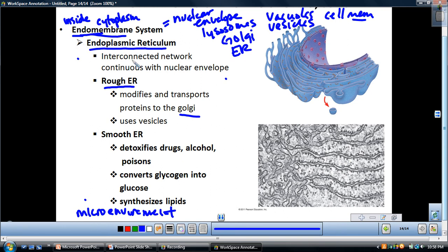Okay, so let's start off with the ER. Endoplasmic reticulum is an interconnected network continuous with the nuclear envelope. You can see it here. Here's the nuclear envelope, and then you can see it folds back and forth like this. This is rough. I'm just going to put RER right here.